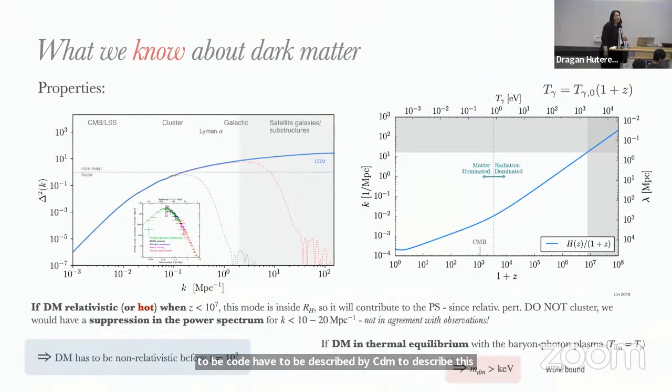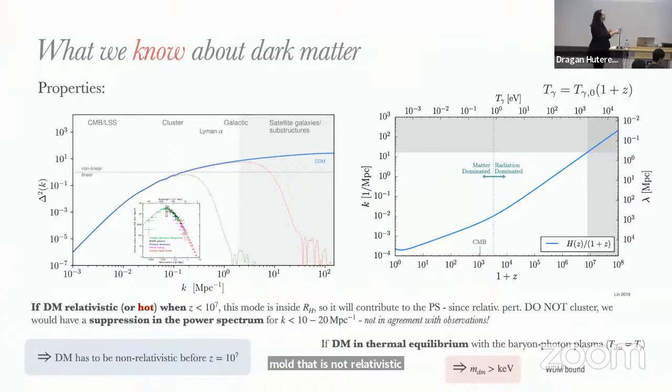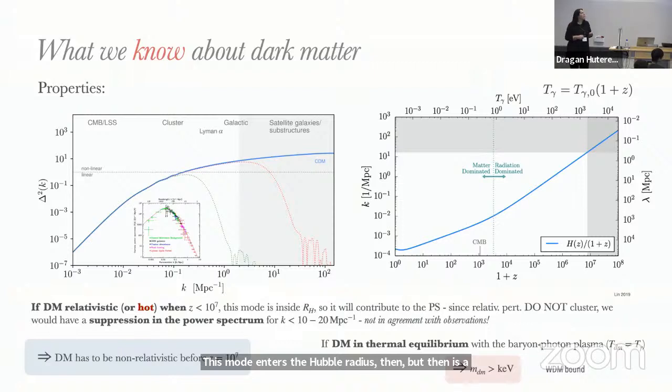So if I have a mode that is non-relativistic here, where I have a lot of measurement, this mode enters the Hubble radius then, but then it's a relativistic mode. A relativistic mode is not going to grow. So what happens with a mode that is relativistic, like before, after 10 to the 7, is that it's going to suppress the power spectrum. Because this is a relativistic mode, right? It's not going to add to the growth.